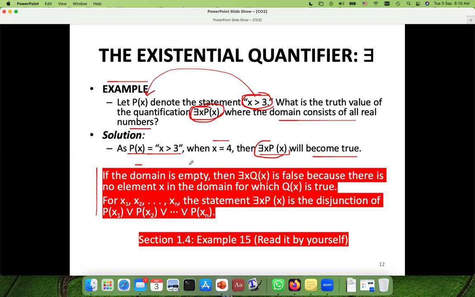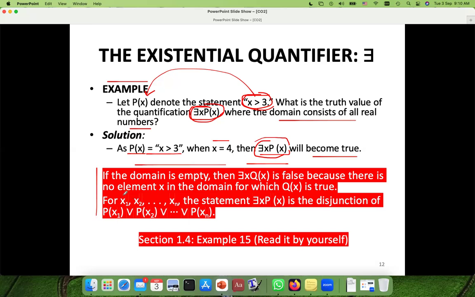So if the domain is empty, we will not find that element to make it true. By default, this theory will remain false. If the domain is empty, we will not find that one element for which we can say this theory is true. So if the domain is empty, you can understand that by default it is false.